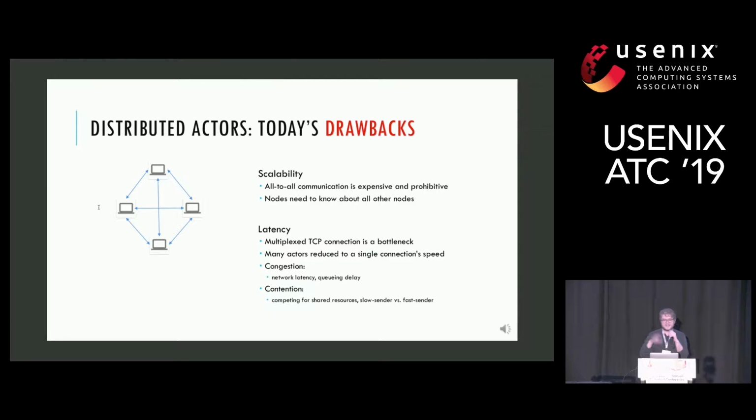But the problem is today there's two main drawbacks with distributed actor systems. The first is scalability, because these systems assume that all the nodes have to talk to all the nodes in the cluster, which can be prohibitive at scale. And latency, because we use a single TCP connection to connect all of the nodes and send information through multiplexing. This reduces the concurrency and parallelism of actors and can lead to problems with head-of-line blocking, network latency, queuing delay, and contention for shared access to the network.